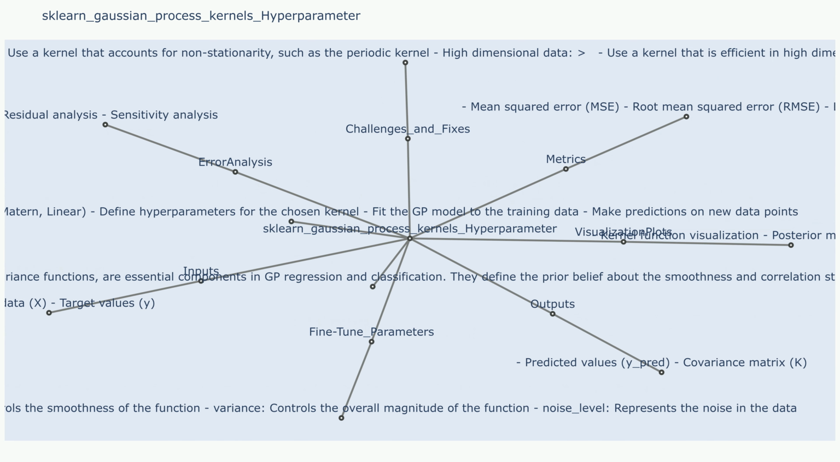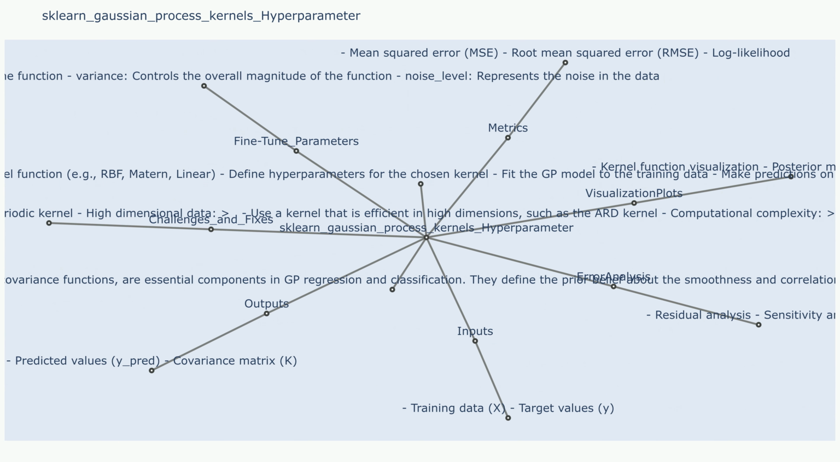Challenge 1: overfitting. The model may overfit to the training data, resulting in poor performance on unseen data. Sample use case that resulted in Challenge 1: training a Gaussian process model with a very small length scale on a dataset with a lot of noise.